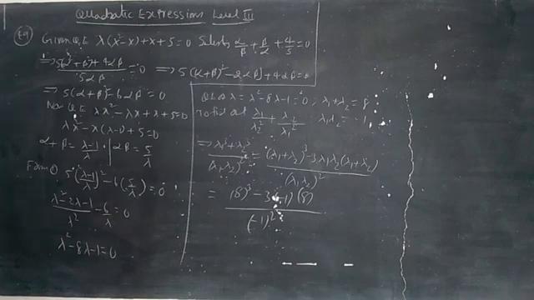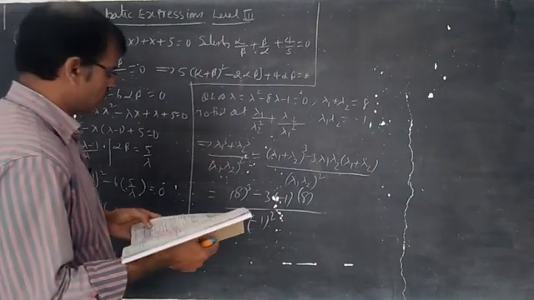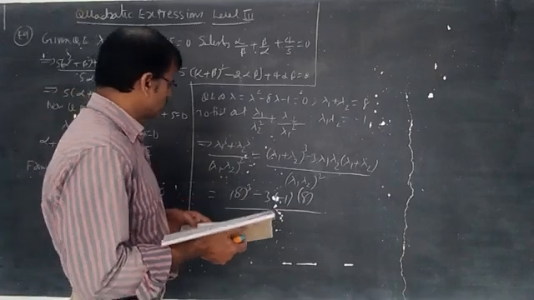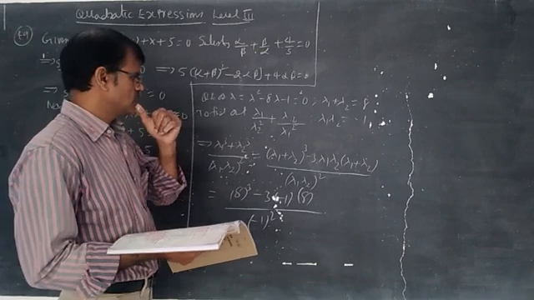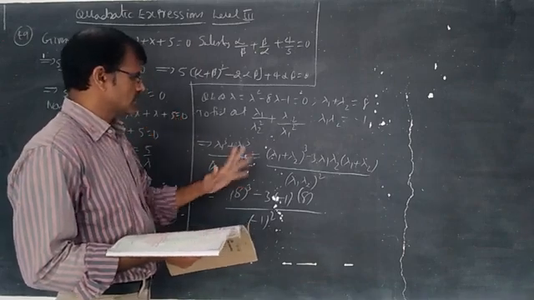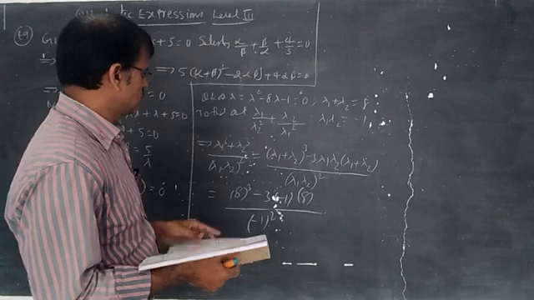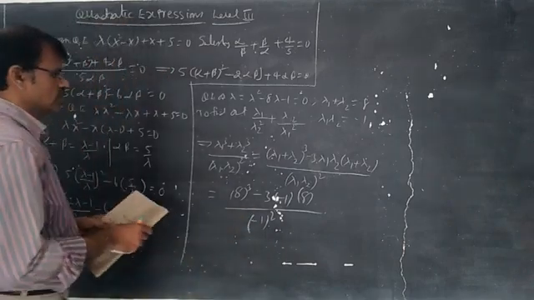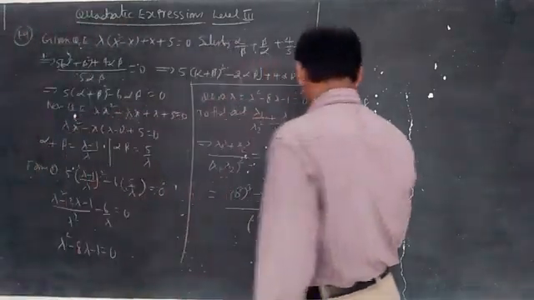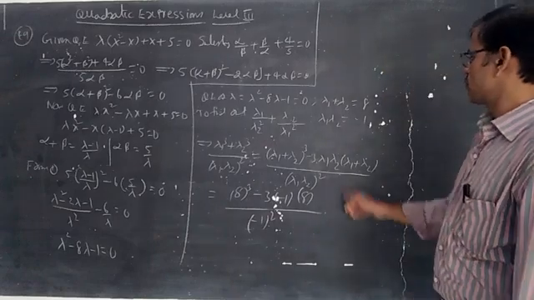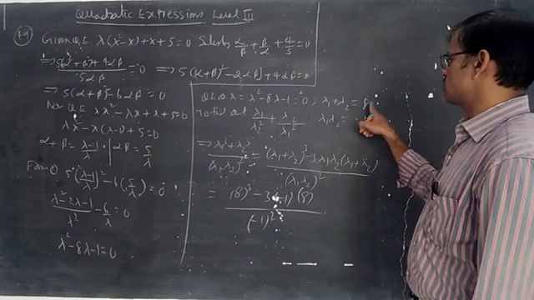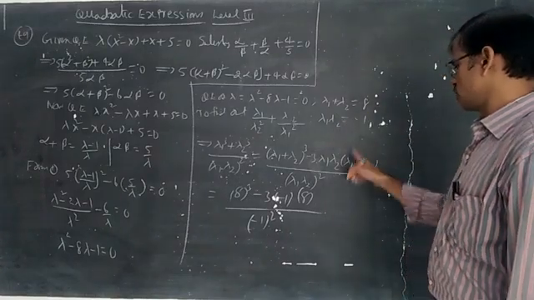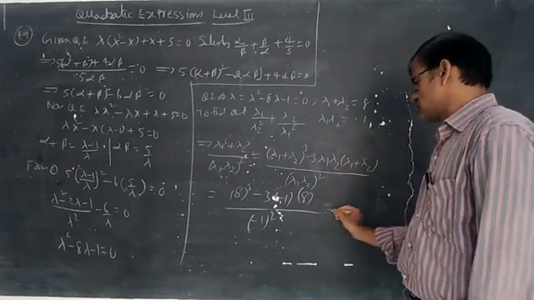Lambda 1 by lambda 2 whole square plus lambda 2 by lambda 1 whole square, lambda 1 cube plus lambda 2 whole cube. A plus b, a cube plus b cube is a plus b whole cube minus 3ab into a plus b, correct, because it is minus 3a square b minus 3ab square. Now a plus b means here lambda 1 plus lambda 2, the sum of roots is 8 and the product of roots is minus 2. So it became plus here.